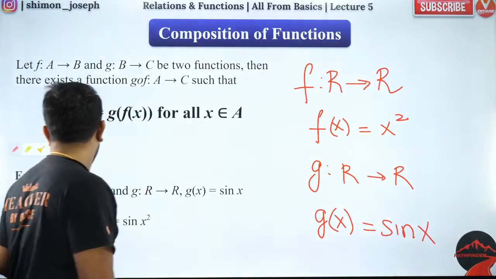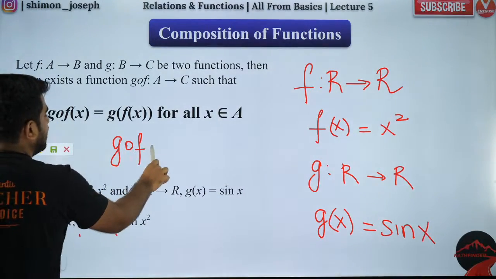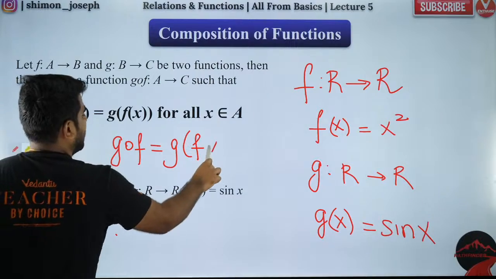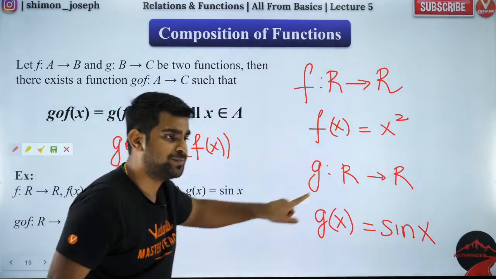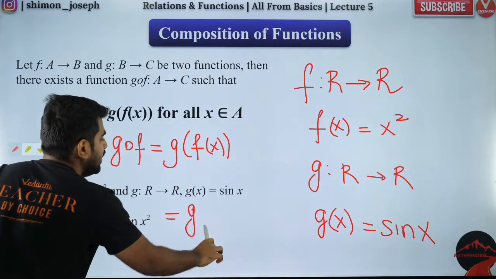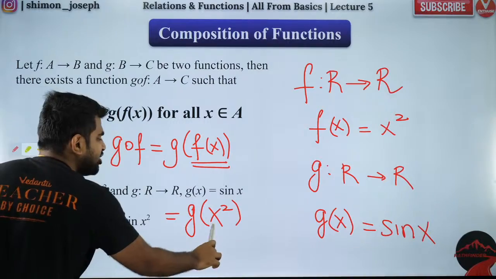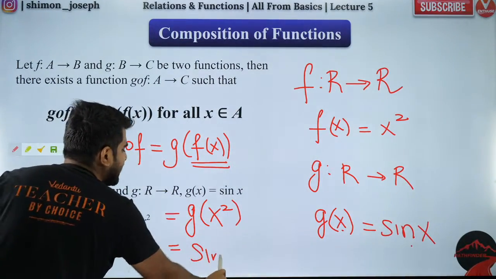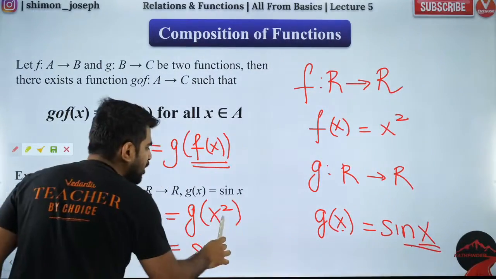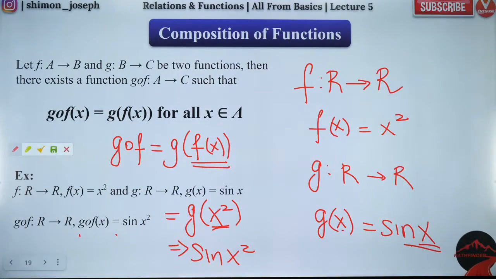So what is g of f of x? Now what is f of x? F of x is x square. So I will write it as g of, in the place of f of x, I'll put x square. So what is g of x square? G of x is sin x. So g of x square will be sin of, in the place of x, I'll put x square. So that's my answer. This is how you find composition of function. Did you like it? Very good.